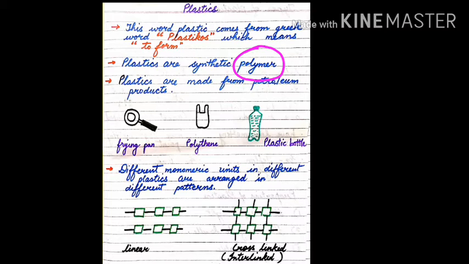And these monomers are combined by a process. That process is known as polymerization. The process of combination of monomers to form a polymer is called polymerization.